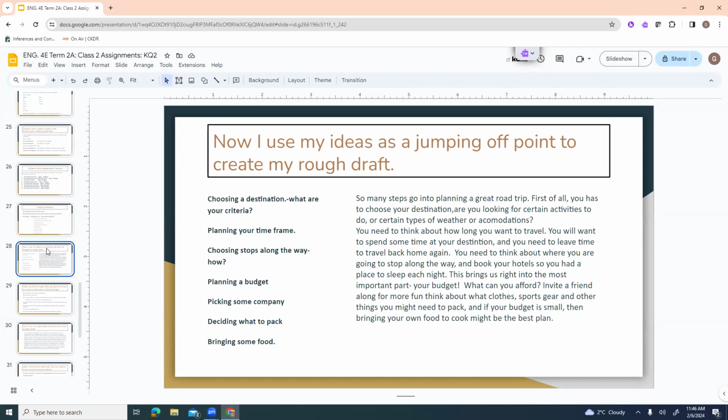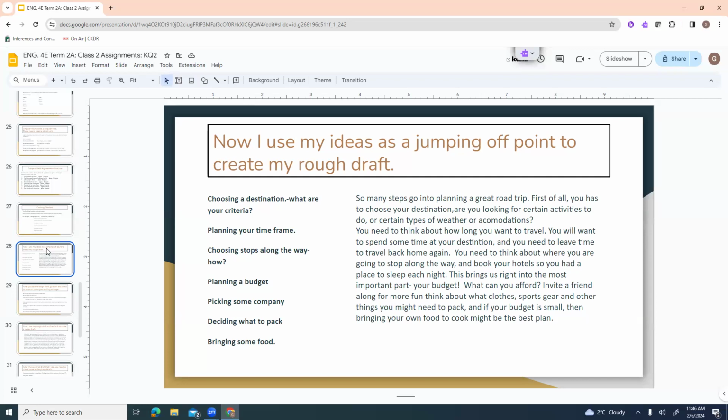This brings us right into the most important point, your budget. What can you afford? Invite a friend along for more fun. Think about what clothes, sports gear, and other things you might need to pack. And if your budget is small, then bringing your own food to cook might be the best plan.